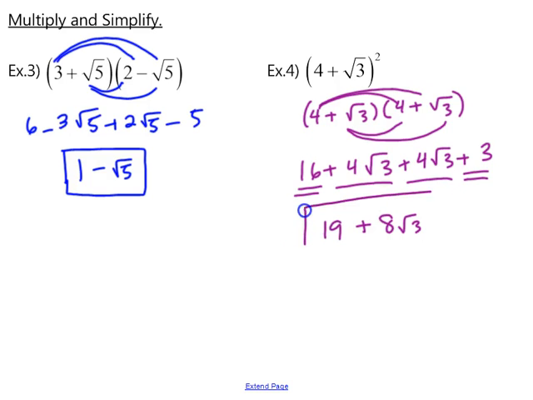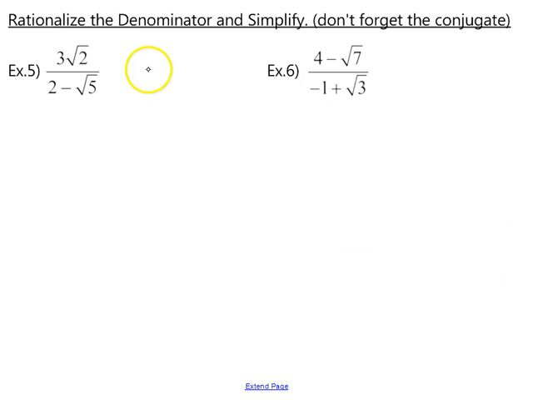So here is our simplified answer. So here it asks us to rationalize the denominator and simplify. Remember, we always have to rationalize whenever you see a radical in the bottom of a fraction, because we can't have them there. So in this case, where we have 2 terms in the denominator, we have to use the conjugate in order to rationalize it.